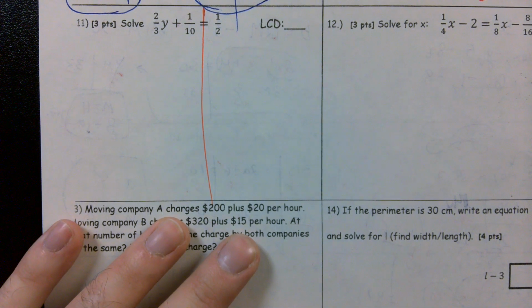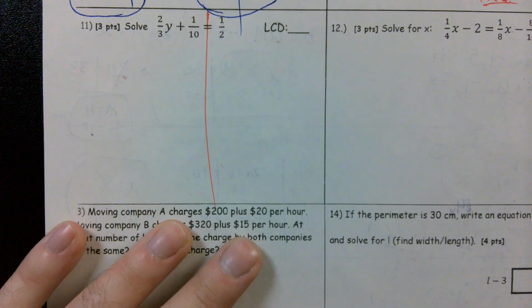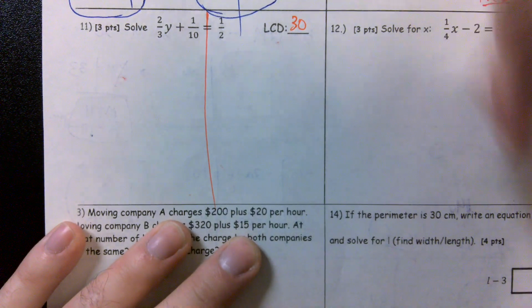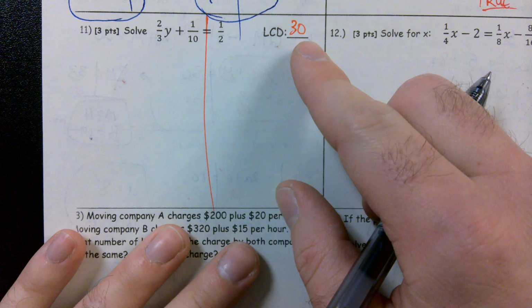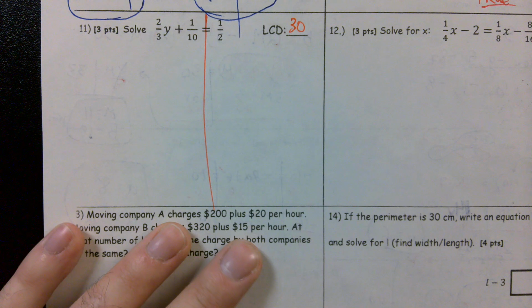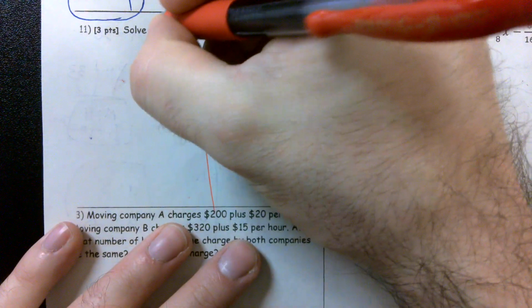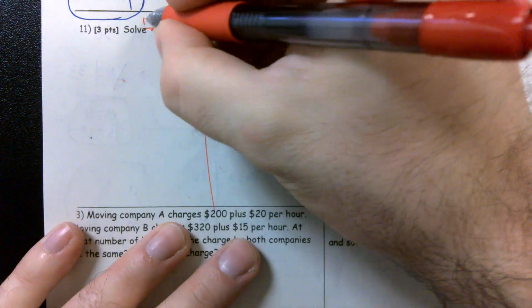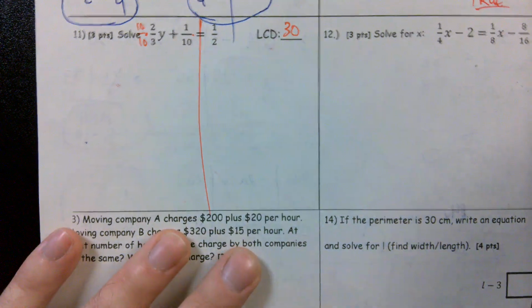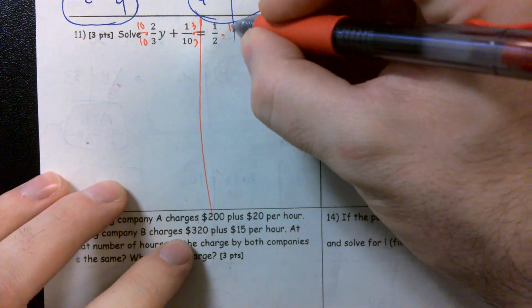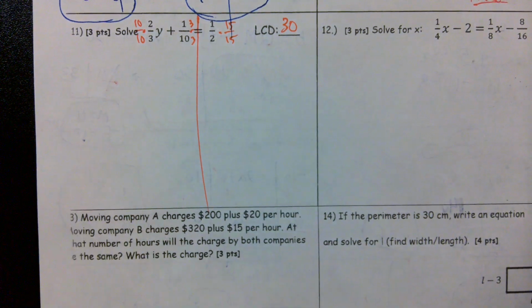I'm going to solve this by fraction busting. What is my LCD between 3, 10, and 2? 30. Give me a thumbs up if you got 30 for your LCD. Awesome. So I'm going to multiply all of these terms by something over itself to give me a 30 on the bottom. If I have a 3, what can I multiply 3 by to give me 30? 10 over 10. What about 10? 3 over 3. And 2? 15 over 15.